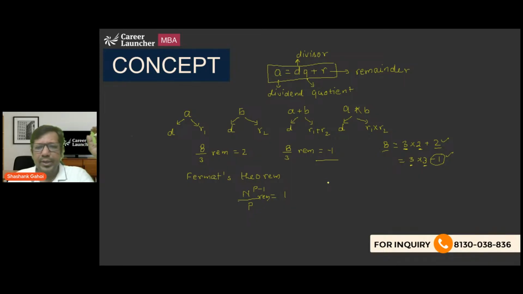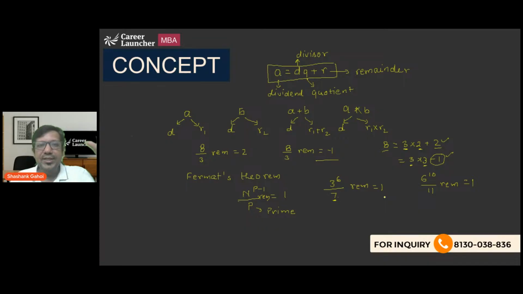For example, we can take an example of 3. 3 is a number, I'm dividing by 7. 7 is a prime number, right? So 3 power 6 divided by 7, the remainder is going to be 1. That is Fermat's theorem. Here, p must be a prime number. You can pick another prime number. For example, 6 power 10 divided by 11 will give you a remainder of 1. So that is Fermat's theorem, and we can get remainders directly by using this.